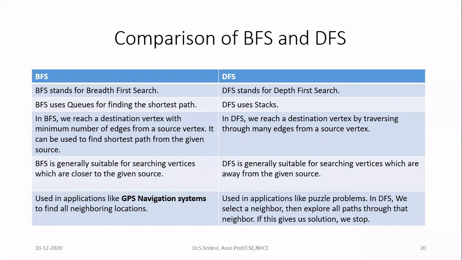So which algorithm is suitable now? Near in the sense, whichever is neighbor to you, that should be displayed first. So you have to use now BFS. So for GPS navigation system, we will be using BFS because our aim is we need to find neighboring location. We don't want to find the location which is far away from us. We need to find the neighboring location. So we need to use only BFS.